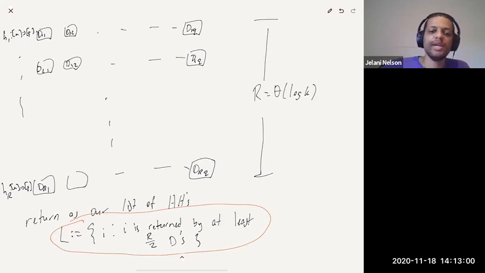Okay. And you're only returning someone if they're returned by at least R over 2 of the data structures D. Well, there are Q times R of them. Each guy you return consumes R over 2 of them. So the number you can return is guaranteed to be at most 2Q. So L is guaranteed to be at most 2Q in size, which is O of K.